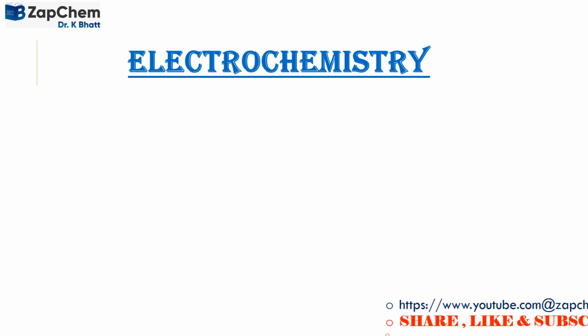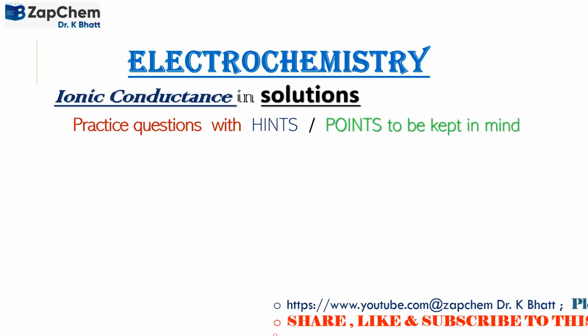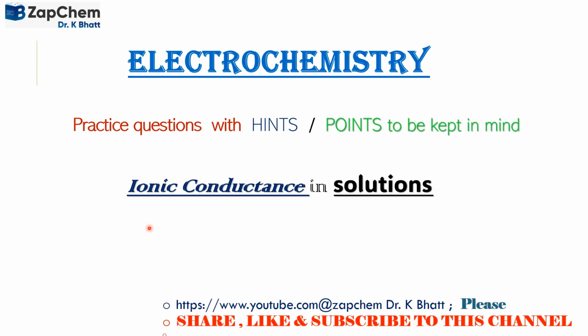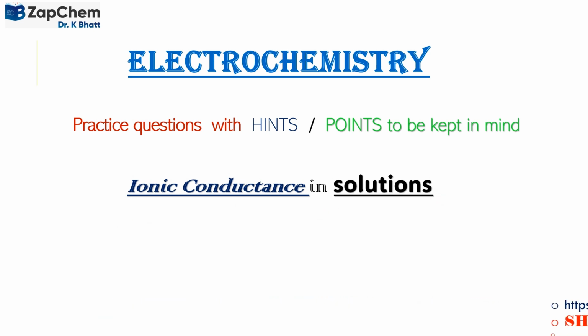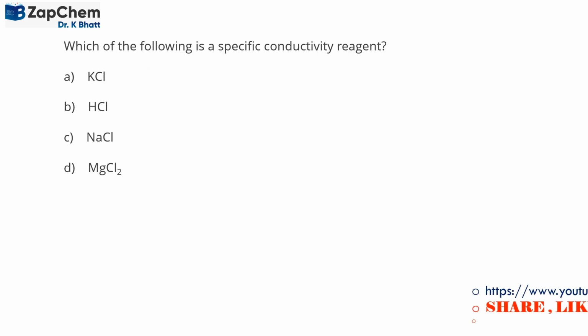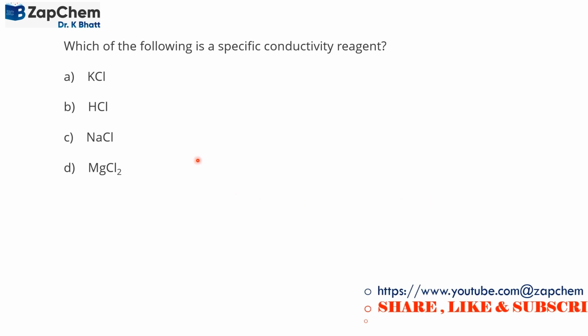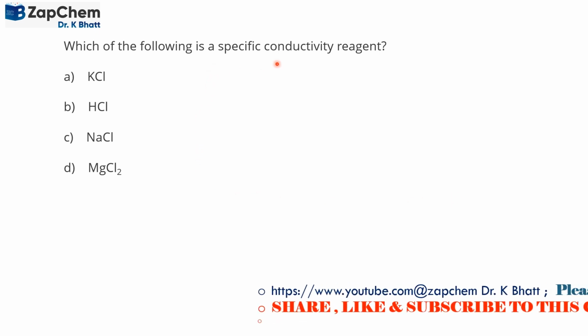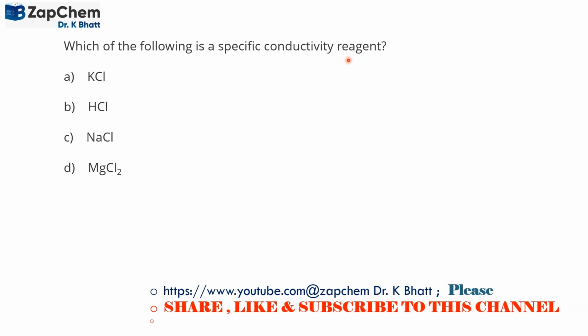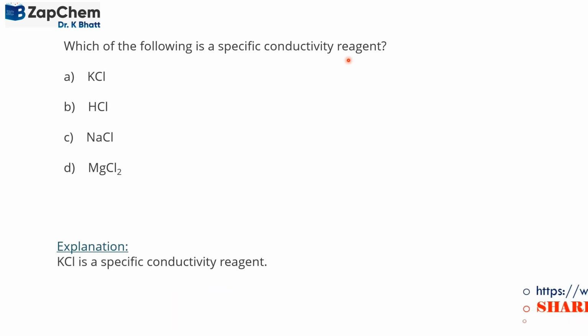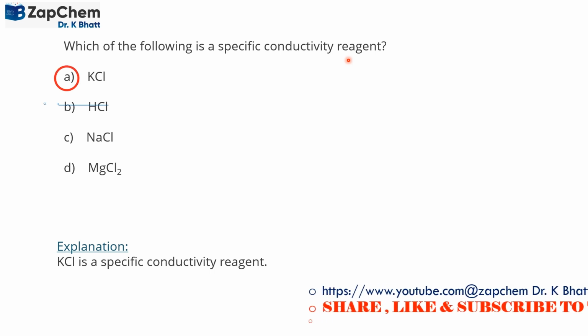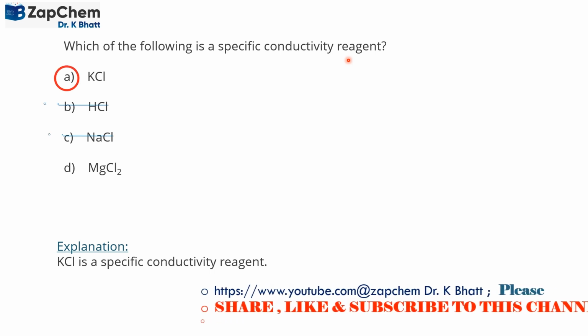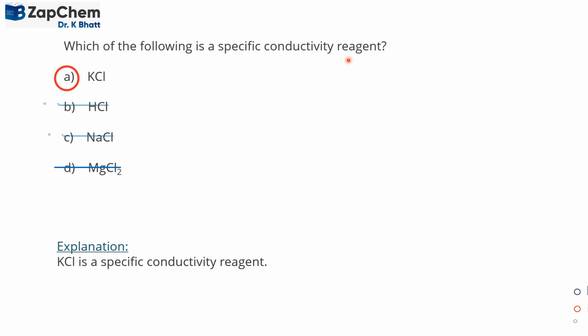And today we have chosen for practice questions the topic ionic conductance in solutions. Now, therefore, let us take up the first question. The first question is, which of the following is a specific conductivity reagent? We use certain ionic compounds, particularly potassium chloride, as a conductivity reagent for determining the specific conductivity.